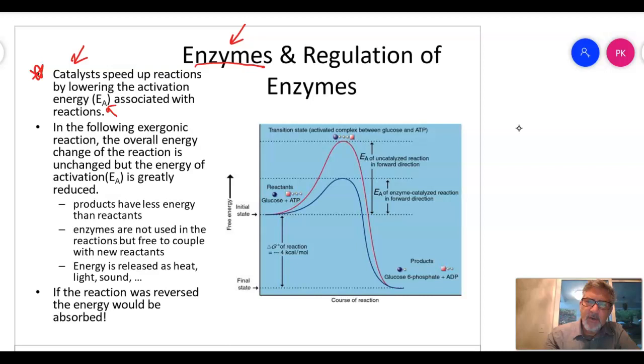So the activation energy, we can find that right here. I need my pen to work again. There we go. So my activation energy I can find here and there. So without a catalyst, my activation energy is large. This is what we refer to as the activation barrier.